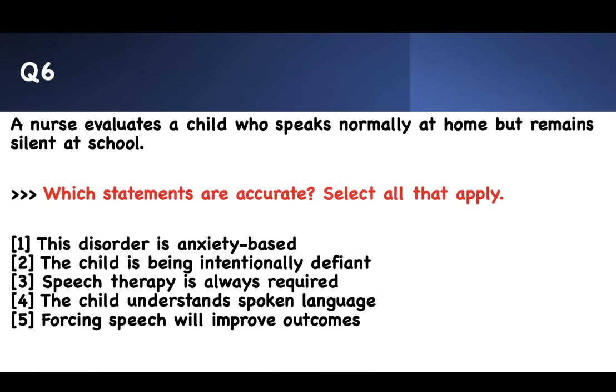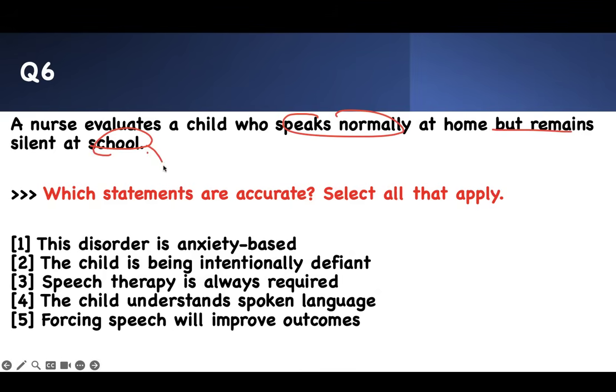Selective mutism: this disorder is anxiety-based. Is it anxiety-related? The child is being intentionally defiant. Is the child being defiant? Speech therapy is always required. The child understands spoken language. All speech will improve outcome. What do you think? There's a bunch of traps there. Don't get trapped. Go with the fact that the child speaks normally, but in certain places at school, doesn't speak.